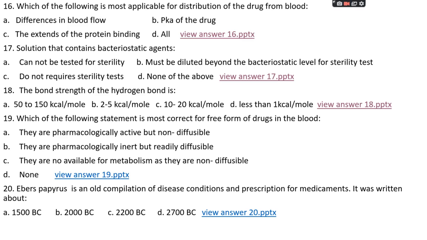Question number 19. Which of the following statements is most correct for the free form of drugs in the blood? Option A, they are pharmacologically active but not diffusible. Option B, they are pharmacologically inert but readily diffusible. Option C, they are not available for metabolism as well as non-diffusible. Option D, none. The right answer is option D, that is, none.